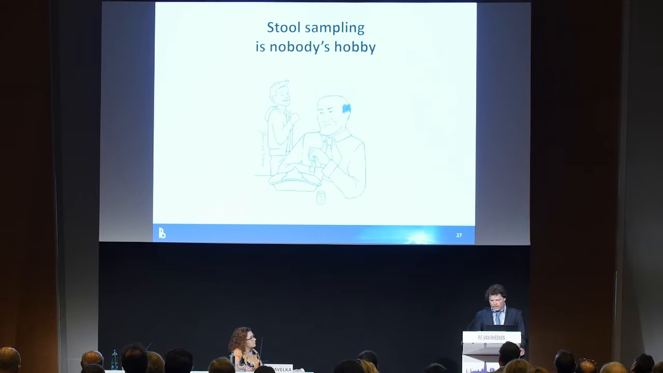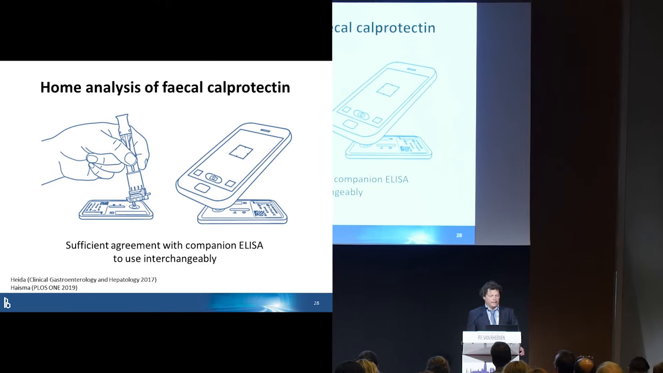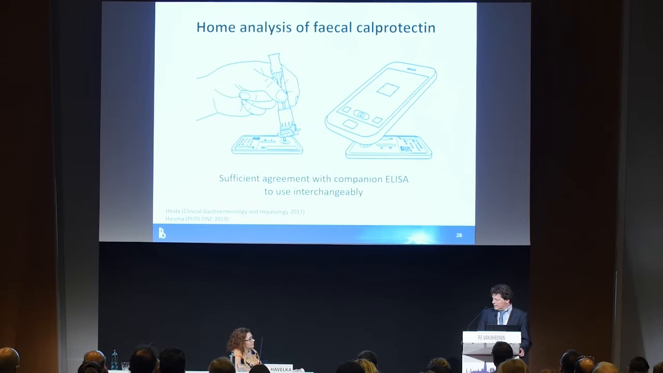Now, this is quite simple, calprotectin-based monitoring of patients, but the collection is a problem. Stool sampling is nobody's hobby, and this is a reality in the Netherlands. The teenager is able to produce the stool, but he or she will always ask the parent to scoop it in a tube and send it to the lab. To overcome this, there's a new development called home testing, based on the lateral flow principle. And the sampling also becomes much easier because you can use a grooved pin instead of a scoop, and that's much clearer for patients or parents.